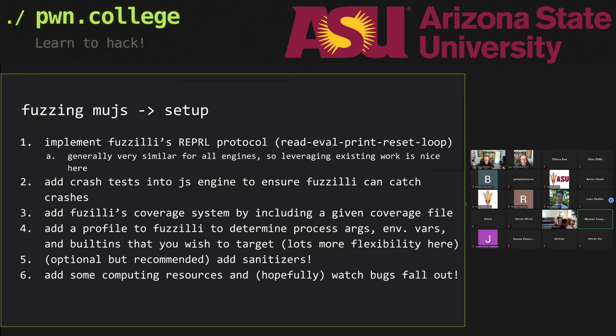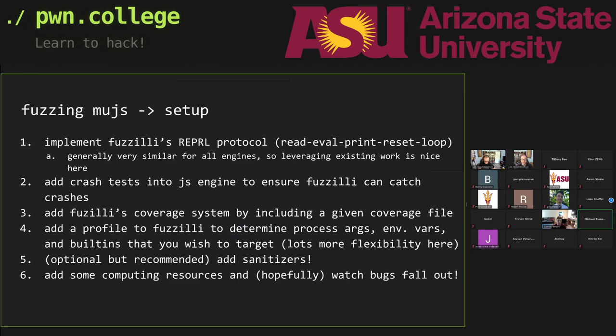This is where a lot of the thinking comes into play, because you can mess with things such as process arguments, environment variables, and the built-ins that you wish to target. So for example, if you have a function that triggers garbage collection, obviously that's something you want to look at. You can set it up in the fuzzer to say, hey, make sure we focus on this function because we think there are bugs here.